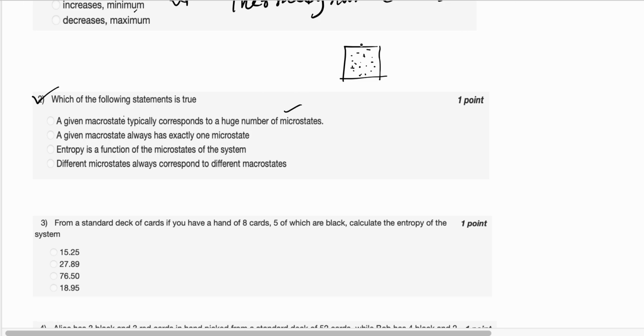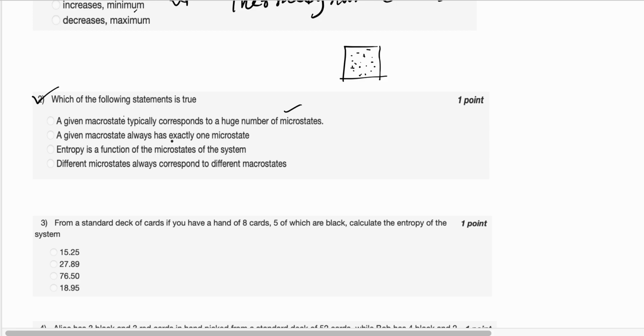Physically, it means that if I have a box of gas that keeps its pressure, volume and temperature constant, that is a given macrostate. But at the microscopic level, the particles can erratically change their positions and momenta. That means an enormous number of microstates is possible in principle for a given macrostate. So the first statement is true.